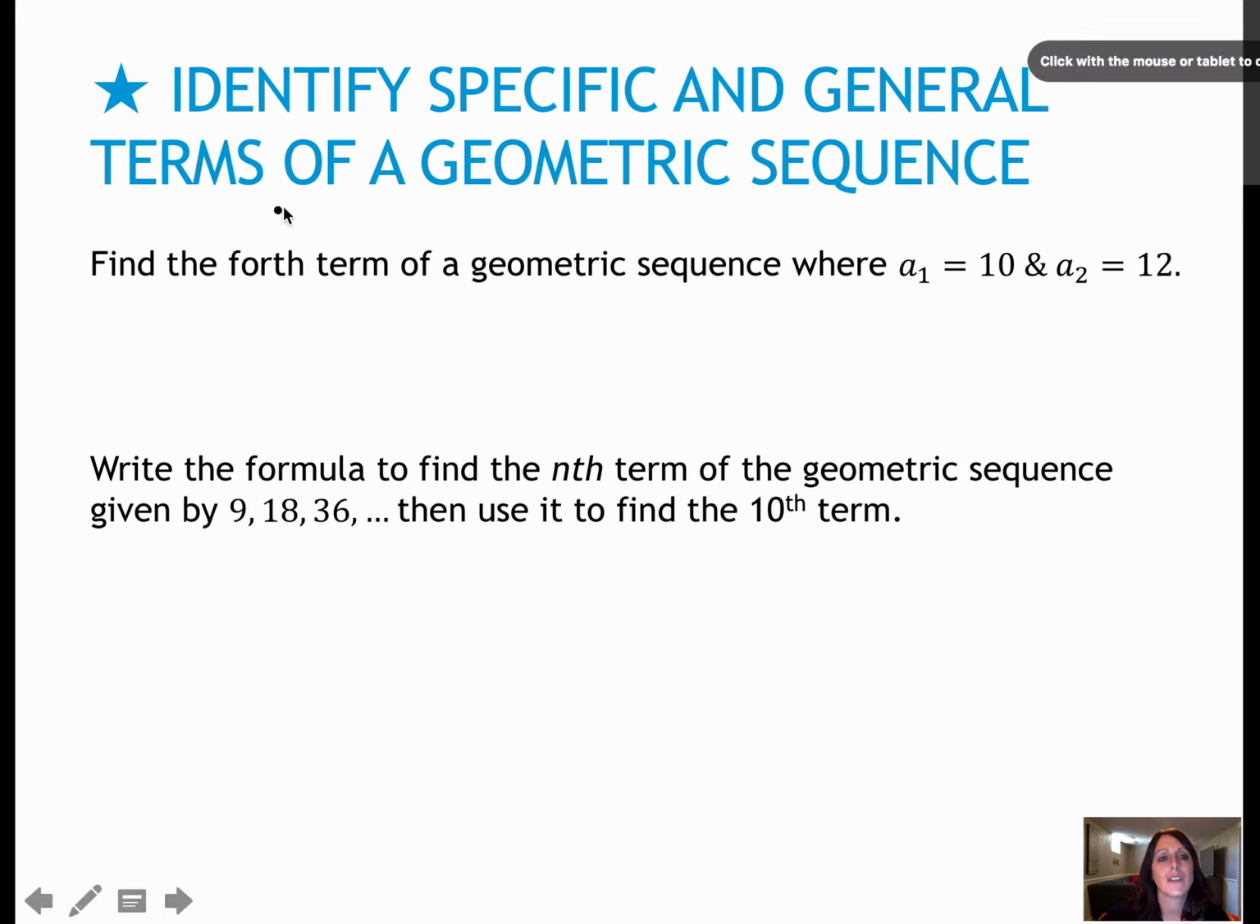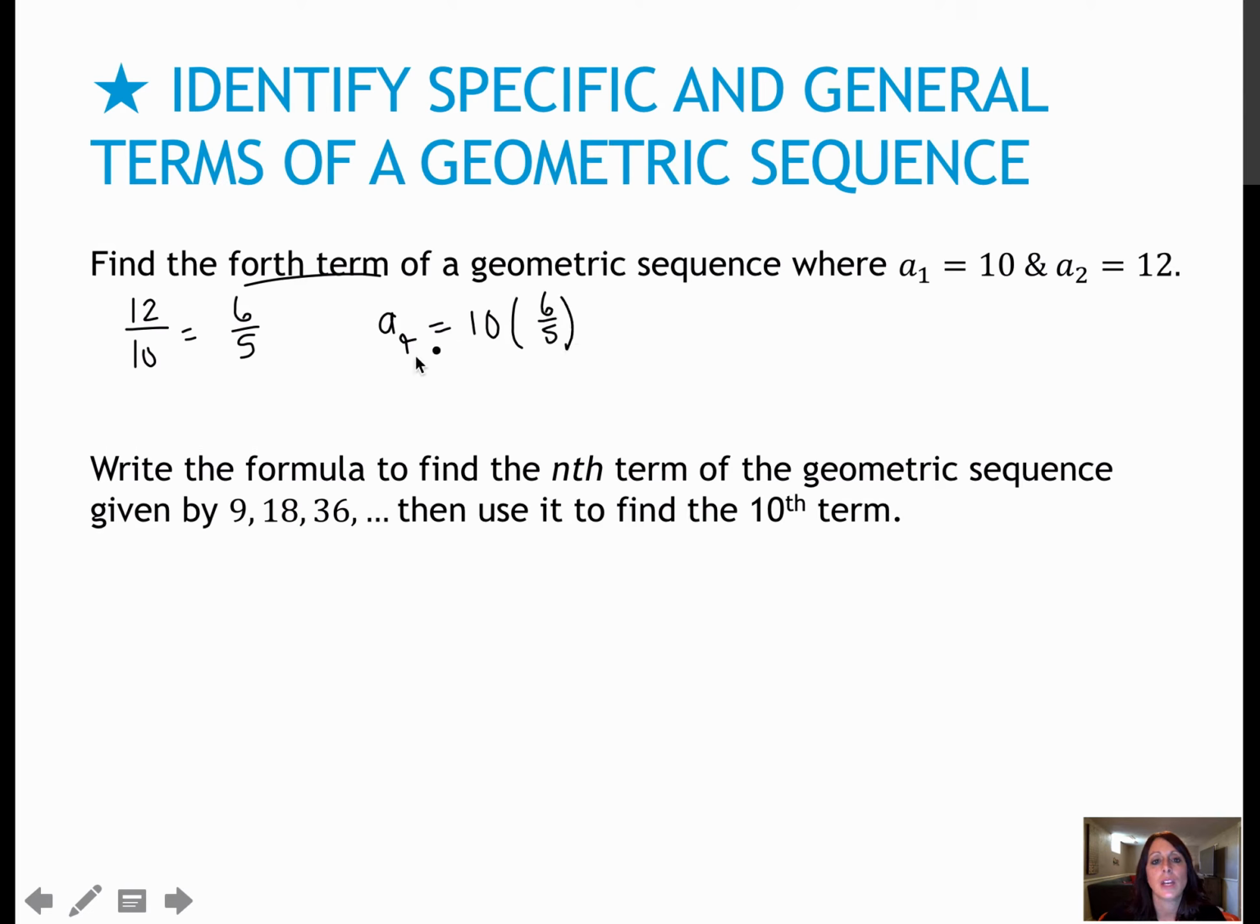So for this one, I've got finding the 4th term of a geometric sequence, and they've given me the first and second term. So I would have to use 12 divided by 10 to find that 6/5 was my common ratio. To find the 4th term, I can either just multiply this times 6/5 and then again, since there's only 4, or I'll go ahead and use my a sub 4, which tells me that I'm going to have 10, and then common ratio, which is 6/5, to the 4 minus 1, so to the 3rd.